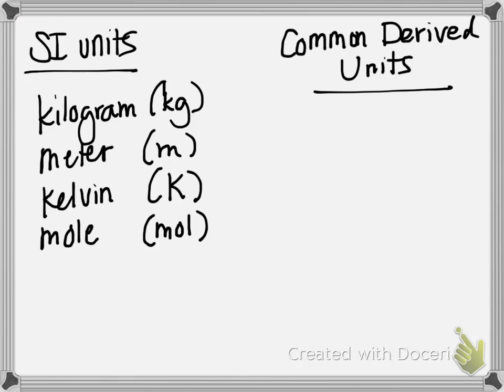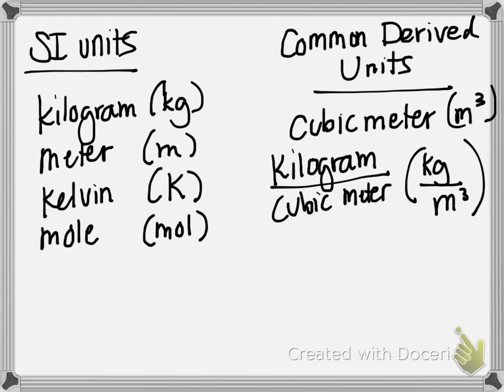The SI units that we commonly use in chemistry are the kilogram, the meter, the Kelvin, and the mole. Now, let's look at our derived units that are commonly used. The cubic meter and the kilogram per cubic meter are common derived units that we use often in chemistry.